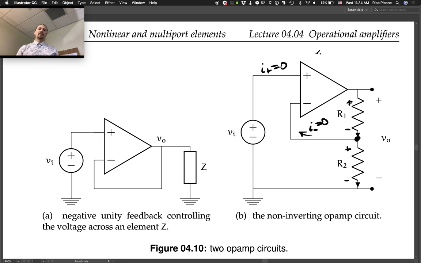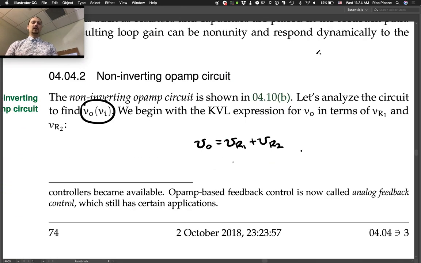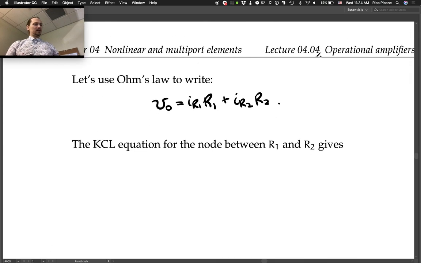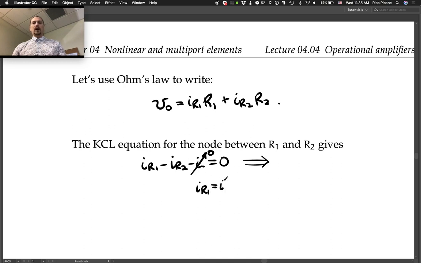So I can write the node equation straight up: IR1 minus IR2 minus I minus equals 0. And this is just 0. So therefore, IR1 is equal to IR2. IR1 equals IR2.